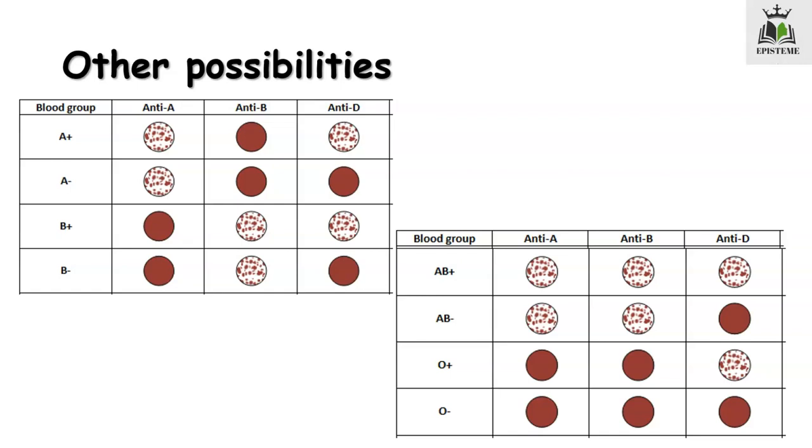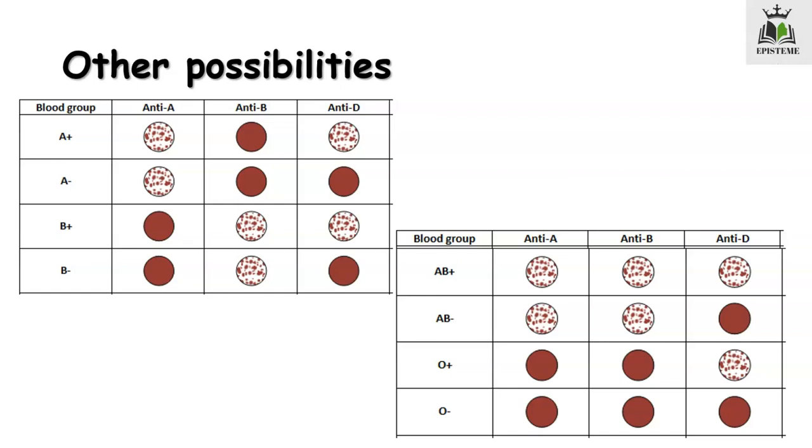If we consider AB positive, in AB positive all the antigens are present: antigen A, antigen B and antigen D. As a result, all the antiserums will bind to the specific antigens and agglutination is seen. In case of O negative, none of the antigens are present, because, as you already know, O means no A or B antigen present, and negative means no D antigen. As a result, we will get no agglutination reaction in any of the circles. So we can determine that it is O negative.